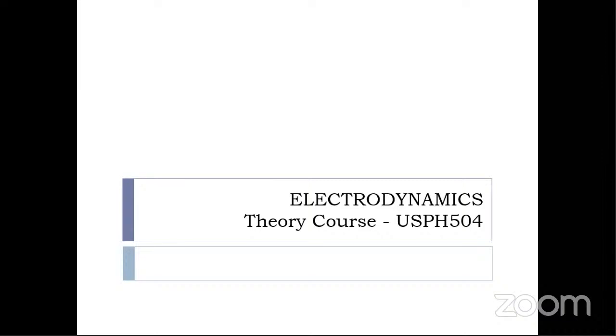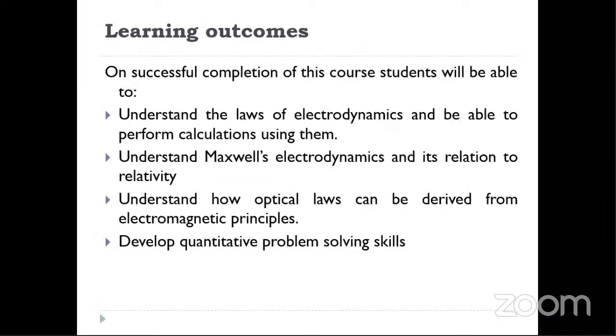The topic I would like to deal with is the electrodynamics theory course. The code number is USPH 504. The learning outcomes of this course are displayed right now: to understand the laws of electrodynamics, to understand Maxwell's electrodynamics, to understand how optical laws can be derived from electromagnetic principles, and to develop quantitative problem solving skills.